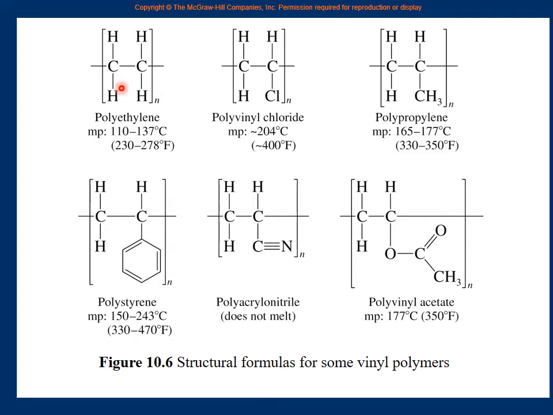Now, as we told you earlier, if one of these hydrogens is replaced by a chloride, then this is polyvinyl chloride. If one of the hydrogens is changed by a methyl, then this is polypropylene. If one of the hydrogens is changed by a benzene, then this is polystyrene. If one is changed by a CN, then this is polyacrylonitrile. If one of these is changed by a COCH3, then it is polyvinyl acetate.